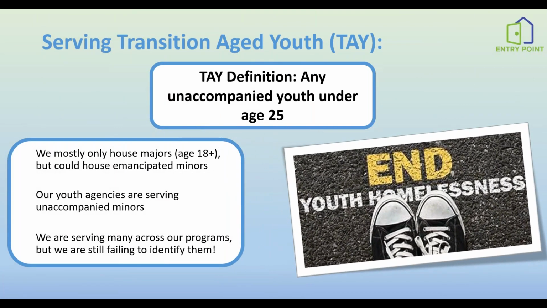Here's that definition of transition age youth, TAY, that we just talked about, but we'll review it again because it's really important that everyone take this in. We know that most of our agencies only house or shelter people who are 18 and above and can consent to their own shelter and care. But we all serve unaccompanied minors. We all serve transition age youth who are 18 to 25.